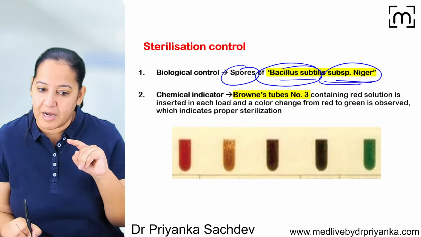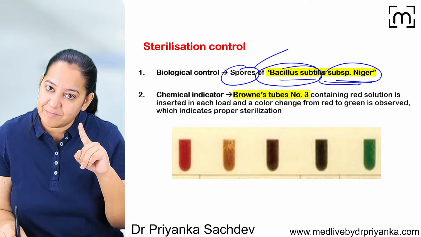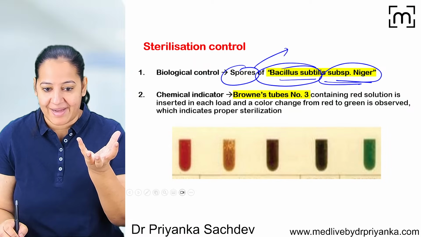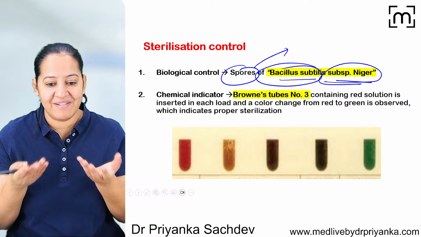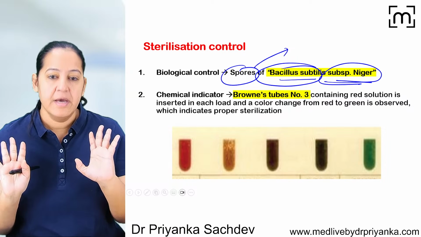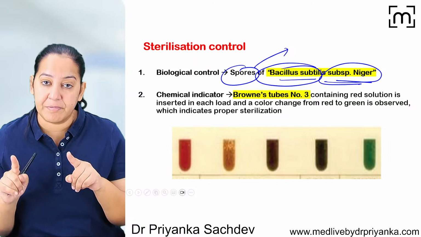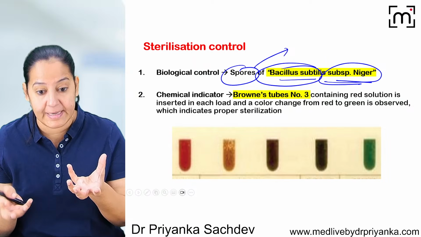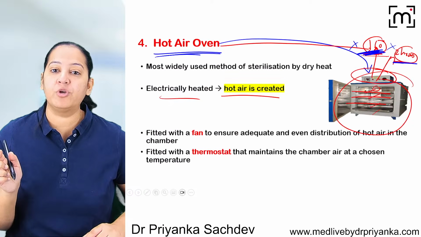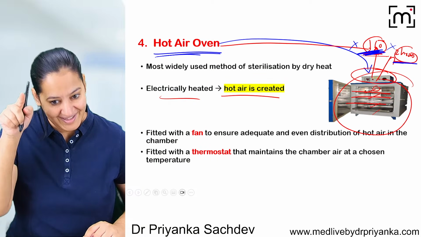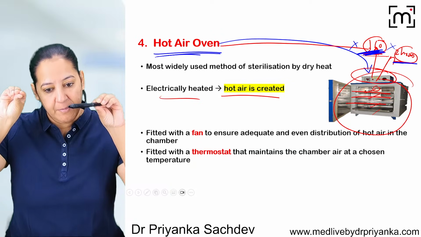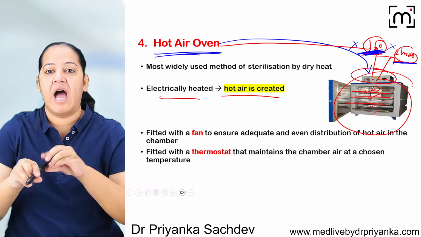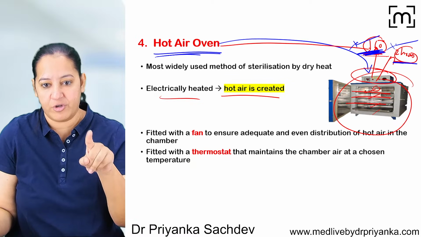The spores are available commercially. So take the spores of this bacteria, put them in a packet and close the packet. You will say, ma'am, where will I get the spores? They are available commercially. So take the spores of Bacillus subtilis subspecies niger in a packet, close the packet and put that packet inside this instrument along with your article. So I have the article, I have the packet. I will put both in, close the door, and set the temperature to 160 degrees, time 2 hours.